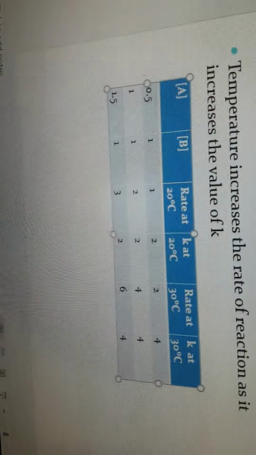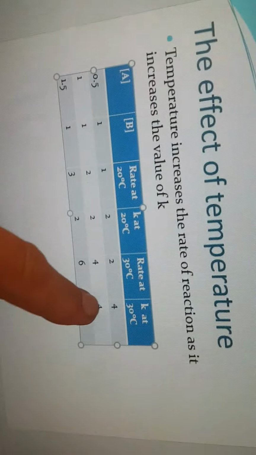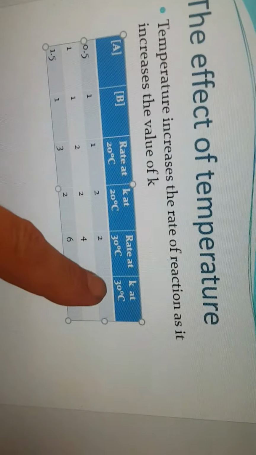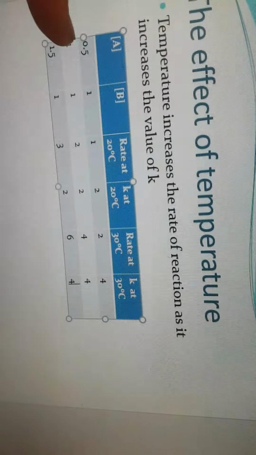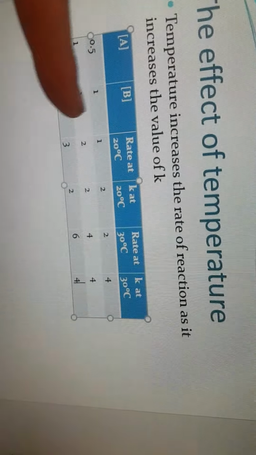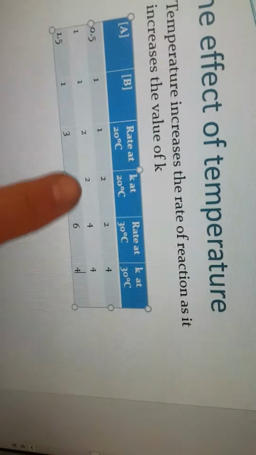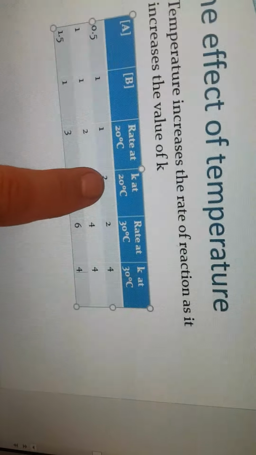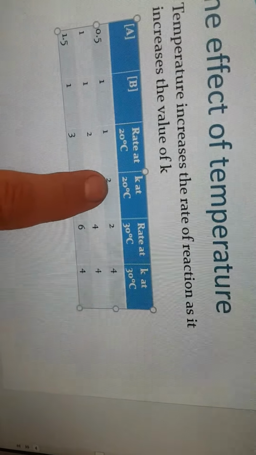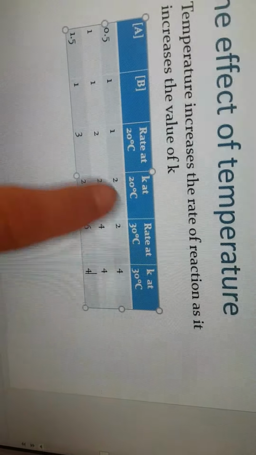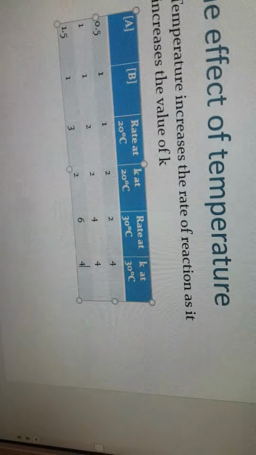And K will still be 4 for the other two rows at 30. Again, confirming that K remains constant even if concentrations are changed. However, it doesn't remain constant when temperatures are changed. K was 2 at 20, it's become 4 at 30 for the same concentrations of A and B.